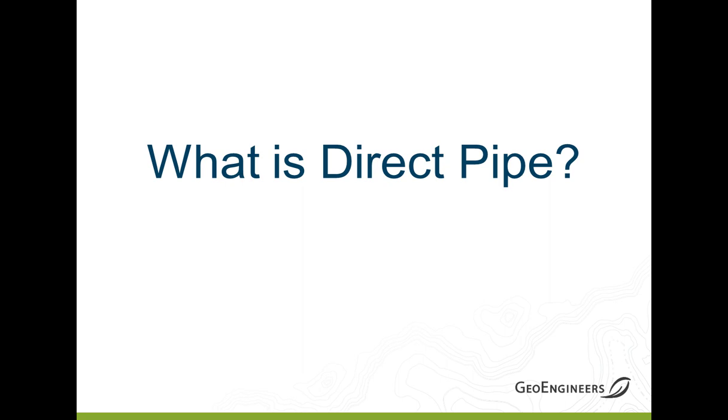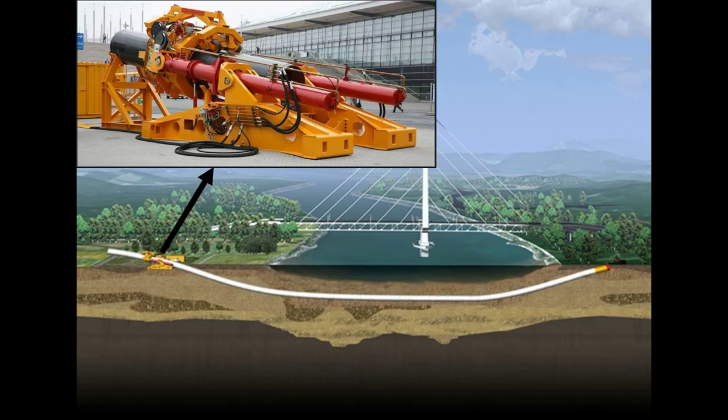Okay, so what is direct pipe? That's a good question. This cartoon shows in a simplistic fashion the primary equipment involved in a direct pipe crossing. On the far right of the screen is the microtunnel boring machine. This is a more or less conventional MTBM. It's connected to the pipe thruster machine on the left side of the screen by the jacking or thrust or carrier casing, whatever you want to call the installed steel pipe.